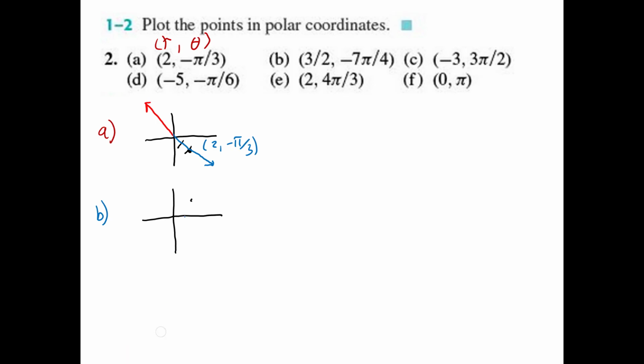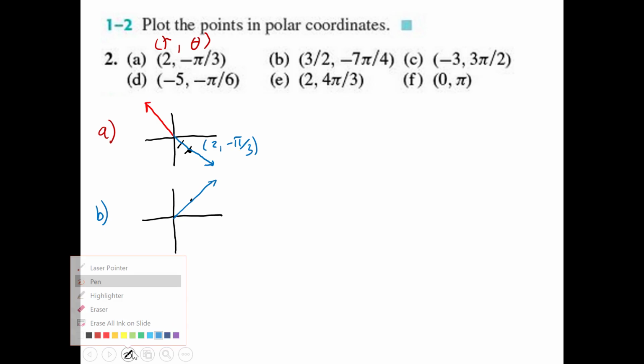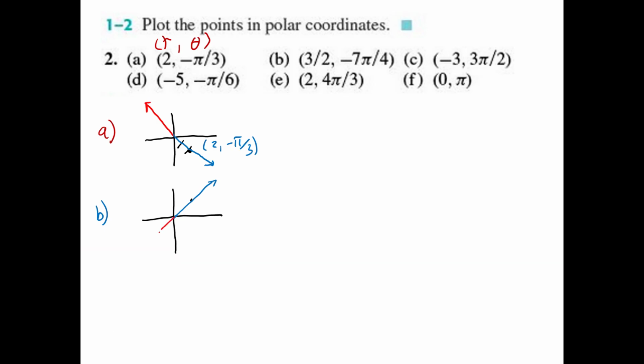So your positive x-axis will be over here. Your negative x-axis will be down here. And so you're going to rotate negative 7 pi over 4. That's that right there. And then you're going to walk 1.5 units. So you will be right there, right in the middle. And there you go.